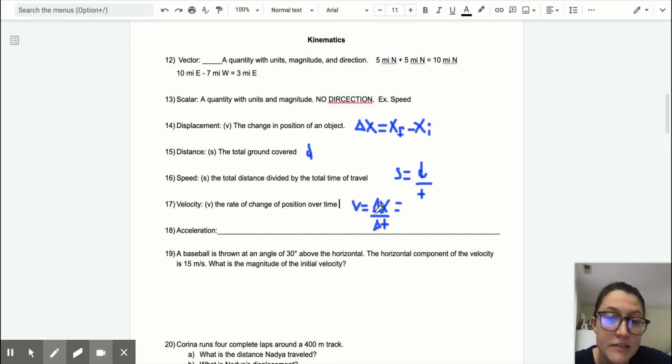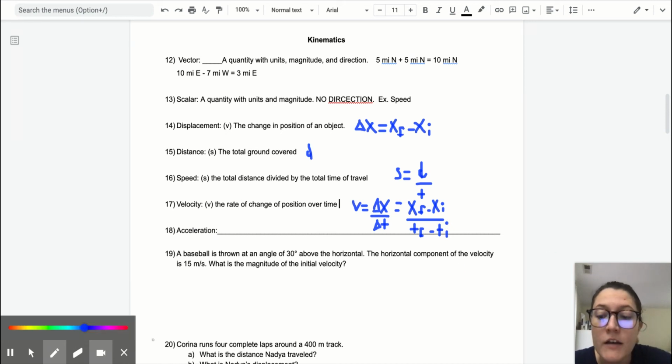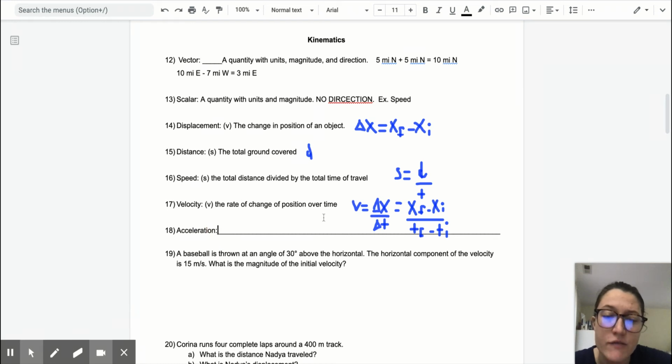We know that delta x is technically the final minus the initial position, which we use a motion diagram to help us determine, which we'll review in an example below. Next up, our last quantity within kinematics that we talked about is acceleration. Acceleration is the rate of change of the velocity over time.